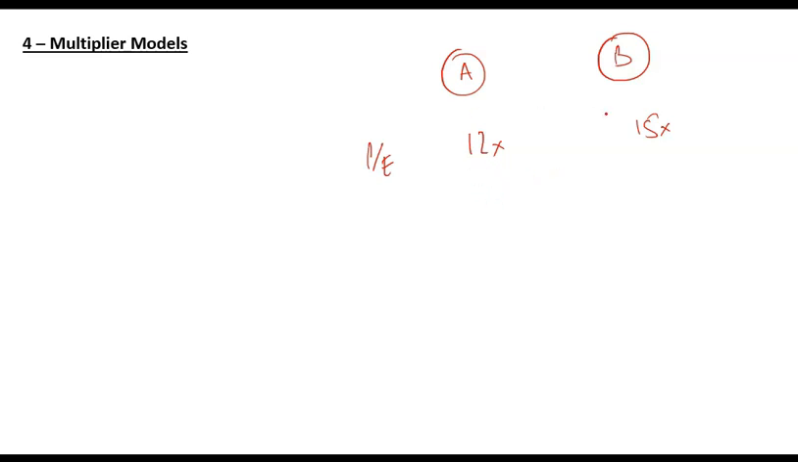So generally, if I say that both the companies are exactly the same, which one should you buy? You should buy A. Why? Because it is cheaper. You have to pay only $12 for $1 of earnings. So if both are exactly the same, A should be bought. But then again, there can be differences as well.